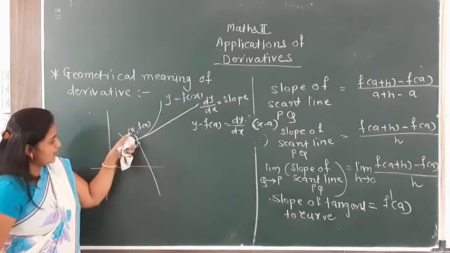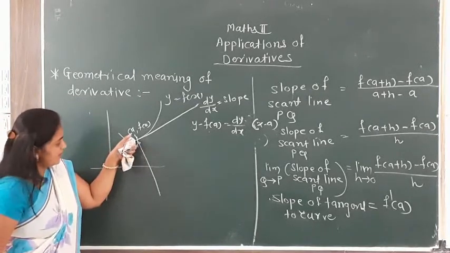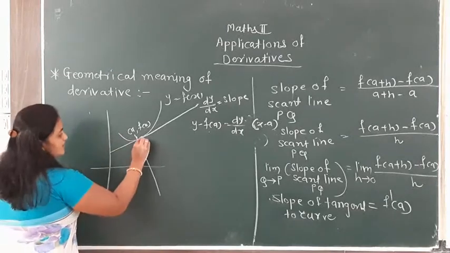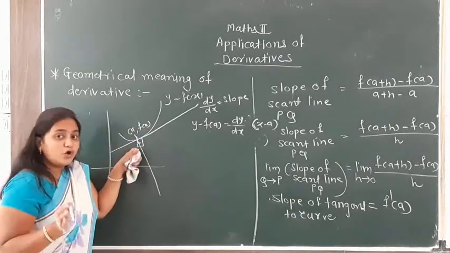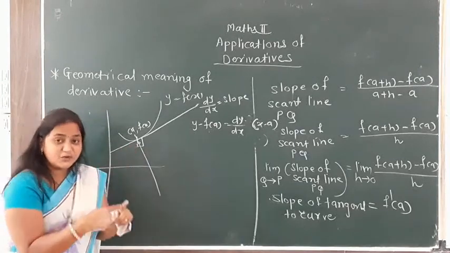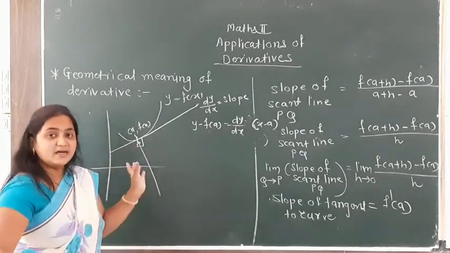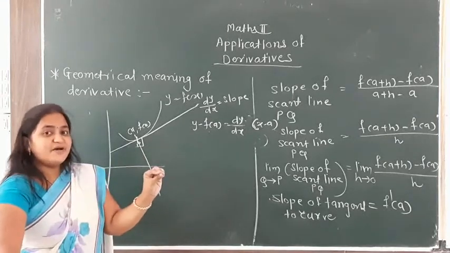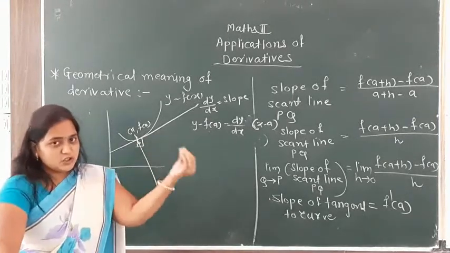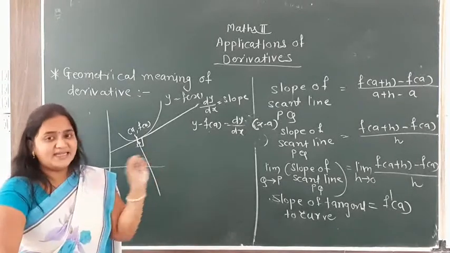So this line is perpendicular to this tangent line, so it is a normal line. So how to find the equation of the normal? We know that if two lines are perpendicular to each other, the slope relation is: the slope of one line is equal to the reciprocal of the slope of the other line, with a minus sign.